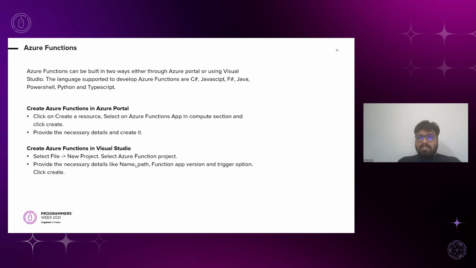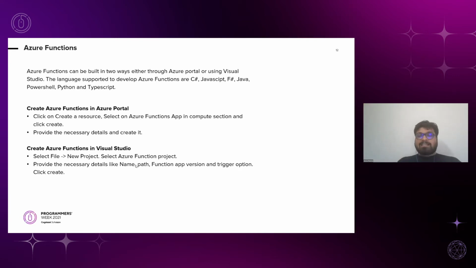Before getting to the creation of Azure Functions, I can explain which languages we can use to create them. The basic support is C#, JavaScript, F#, Java, PowerShell, Python, and TypeScript. There is no tight coupling. We do not have to create Azure functions only using C# just because this is from Microsoft. We can use other languages like Python, TypeScript, and JavaScript for creating an Azure function.